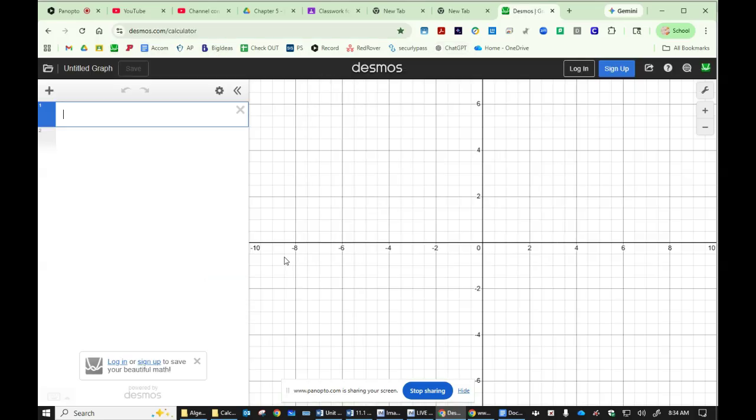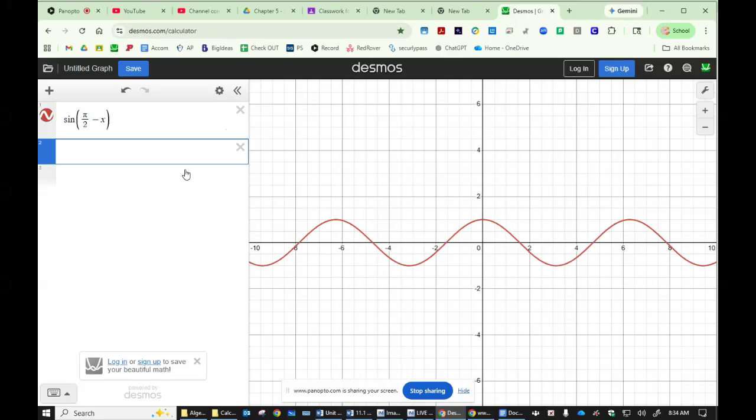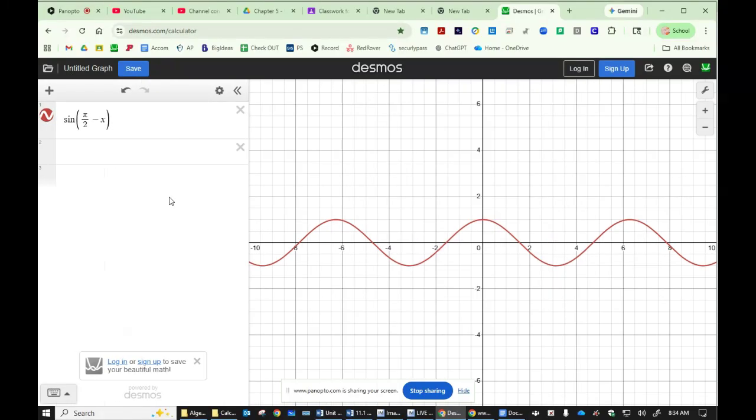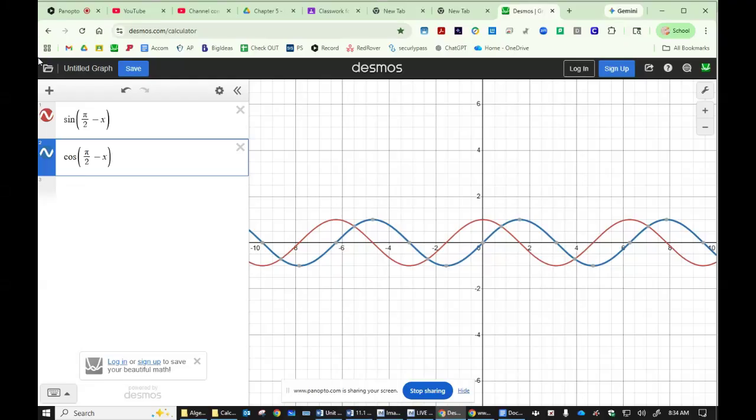But watch what happens if you graph that first one, sine of pi over 2 minus x. What does that look like? You know what that graph is. What's that a graph of? It looks like cosine, but the equation that I put in there was the sine of pi over 2 minus x. So each of these graphs, so here's cosine of pi over 2 minus x.